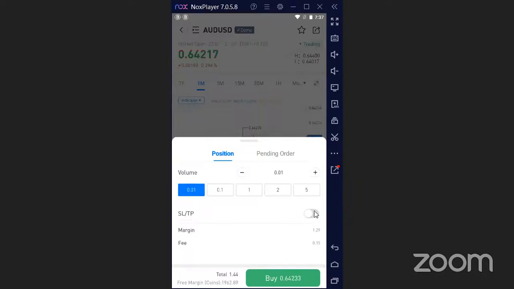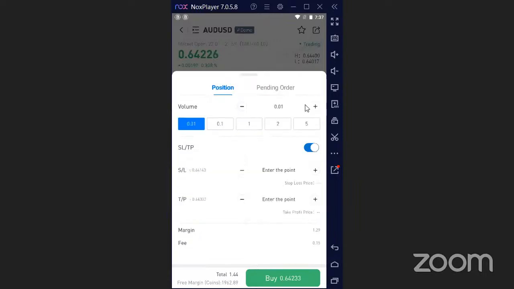When you click on this button right here, it's going to expand the box and bring out another box for you. Now you see SL. SL is short for stop loss, and TP is short for take profit. Before you can set this, you can click on the plus icon here on the far right. When you click on it, it's going to display some numbers here. Let's just click here.